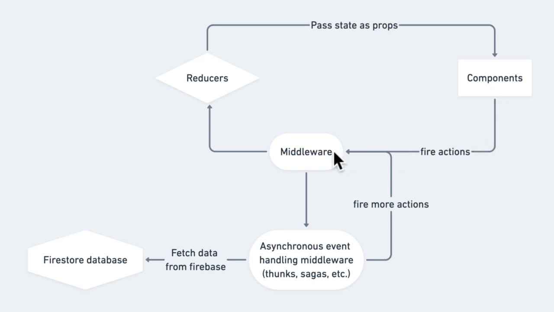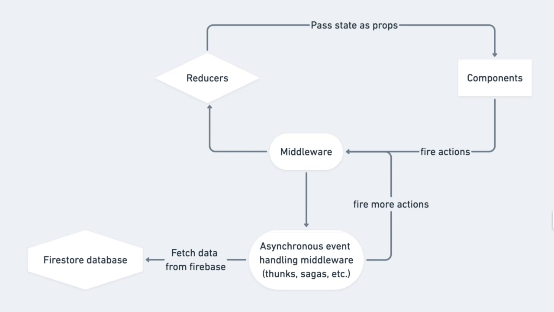These actions will hit the middleware before they end up hitting the reducers, but at this point, the middleware is able to use those actions and fire off different asynchronous event handling middleware that we are familiar with now, such as Thunks, Sagas, etc., which could fire more actions, or they might fetch data from our Firebase application. So we'll end up fetching our data from the database, which would then end up firing more actions so that our reducers get updated with this data. So this image represents the flow of everything that we've done up until now.